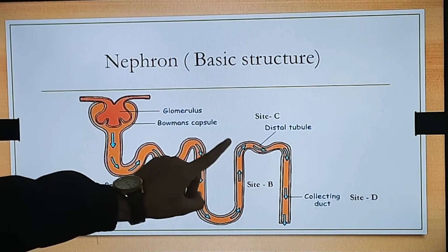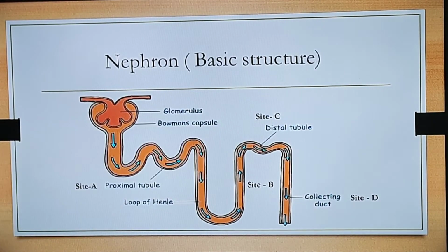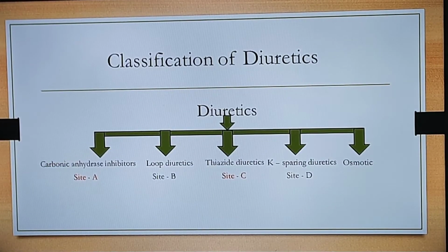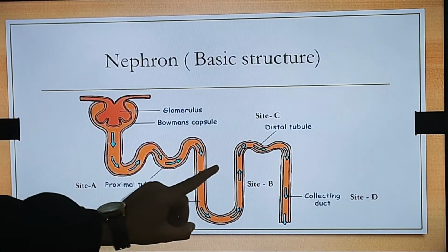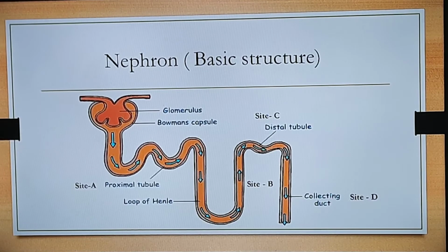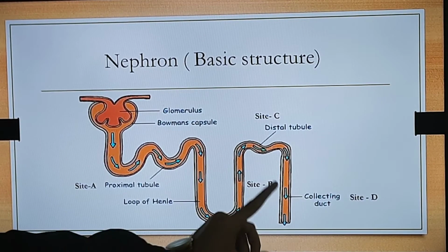So here is our distal convoluted tubule and this is representing our site C. Then we have potassium sparing diuretics, and these potassium sparing diuretics are mainly working on our collecting tubule, which is also known as a collecting duct and represented as site D.